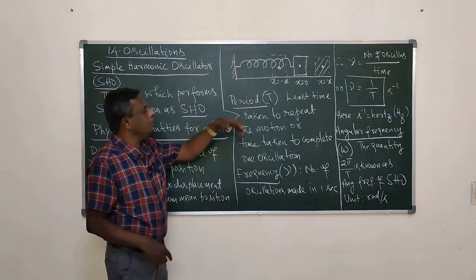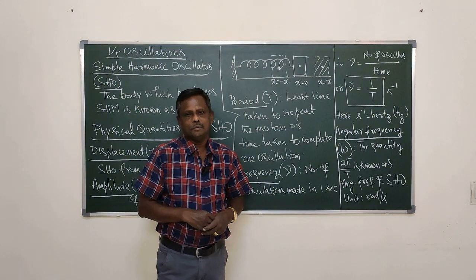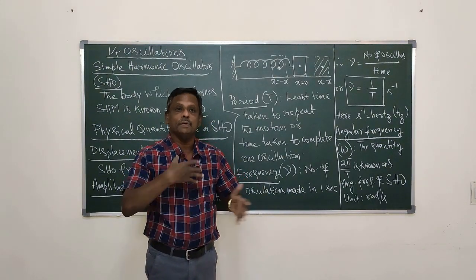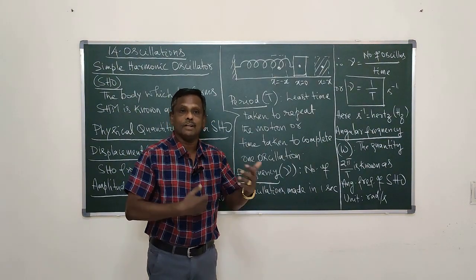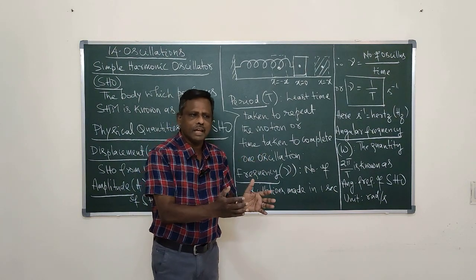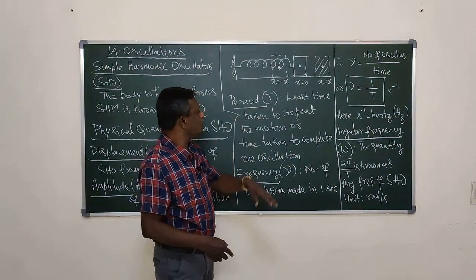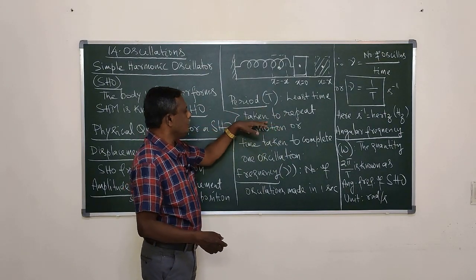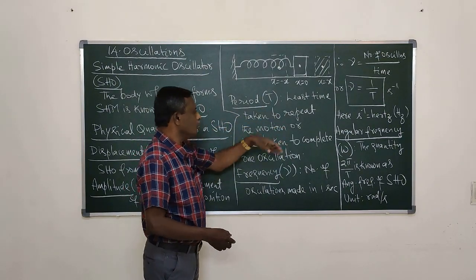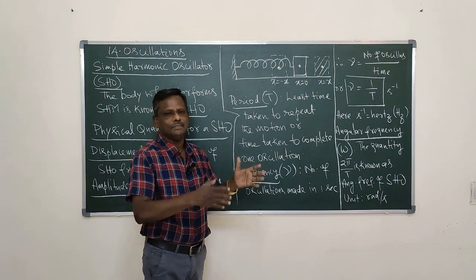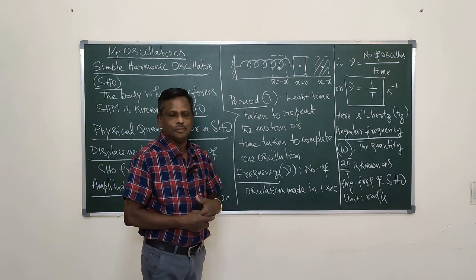Okay, next quantity, period. Simple harmonic motion is a type of periodic motion. It repeats at regular intervals. So what is the minimum time it needs to repeat the motion? That time interval we call the period. We can define it as the least time taken to repeat the motion. That's called the period.